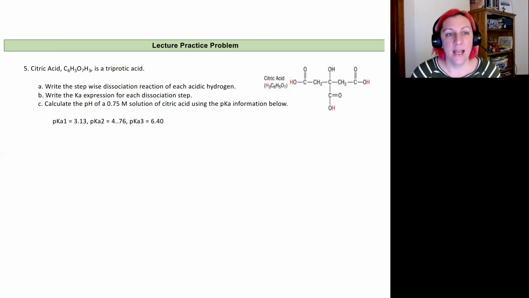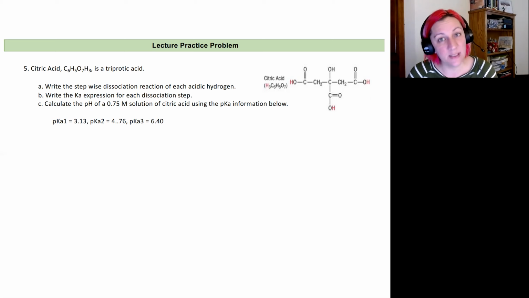And so if we start with a 0.75 molar concentration, the goal of this problem is to show you that you can calculate the pH based on that first acidic hydrogen ionizing rather than calculating each of the subsequent steps. I'll give the punchline at the beginning, like a good scientist: the pH is going to be the same even as we take into account each of the equilibrium steps.